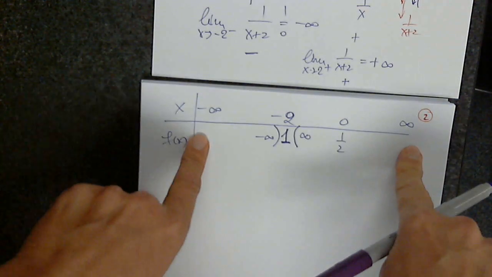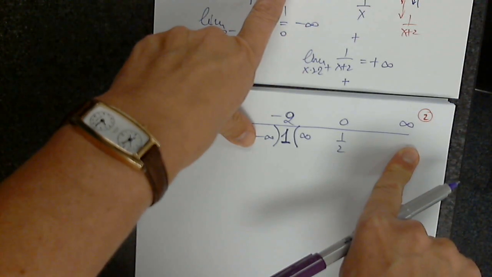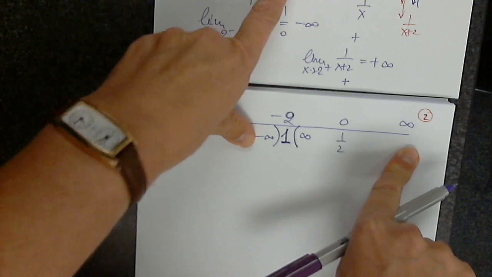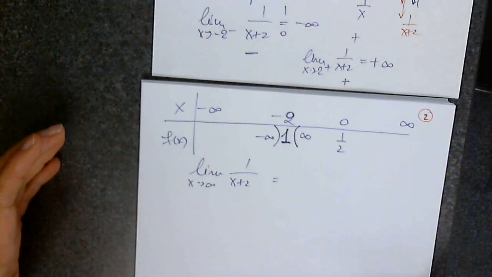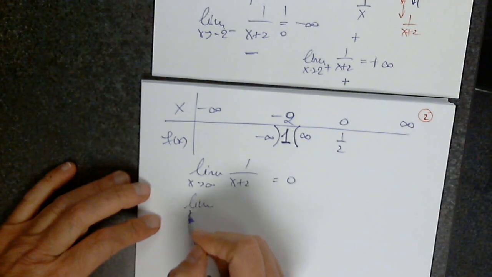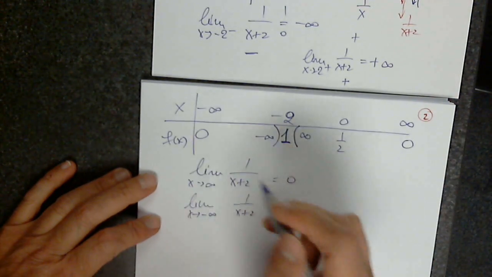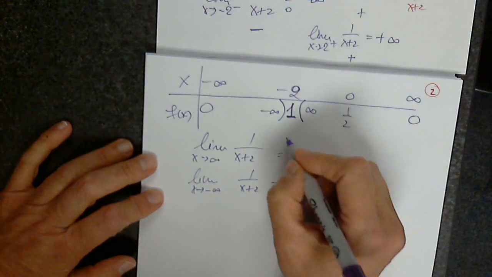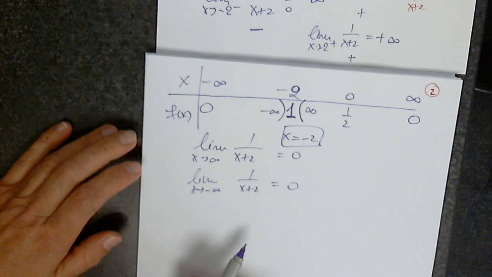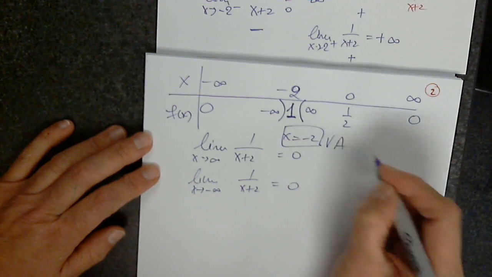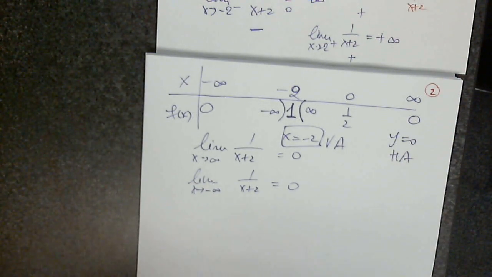And now the limits at infinity. As x approaches infinity of this, what do you get? As x approaches infinity, the limit of 1 over x plus 2 is, of course, 0. And the limit as x approaches -infinity of 1 over x plus 2 is also 0. So what does that mean? Two things. What does x equals -2 become? Since the limits left and right are infinities, it is a VA. What does y equals 0 become? An HA at both sides.